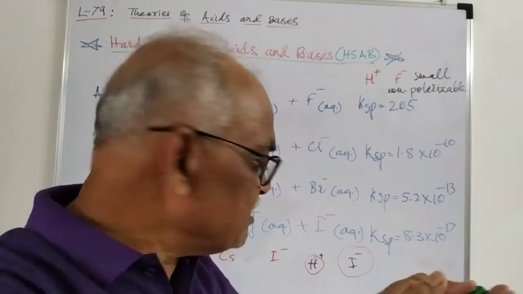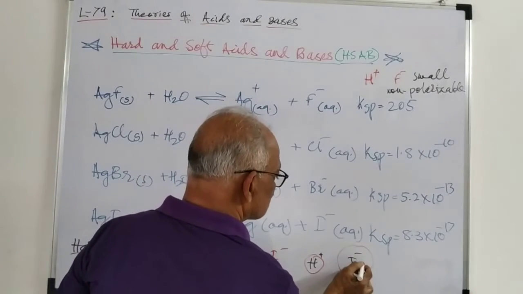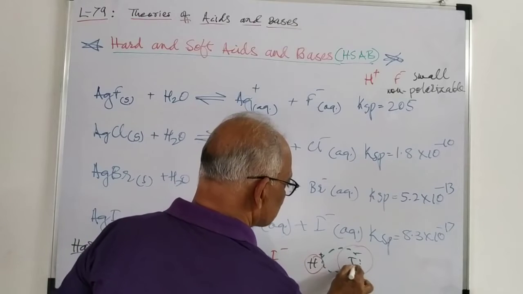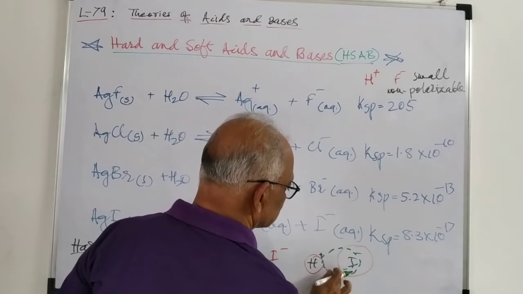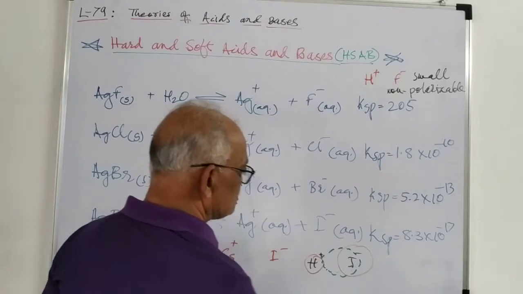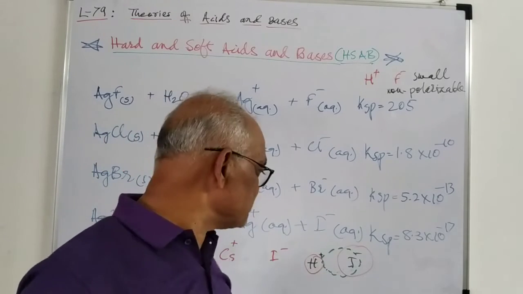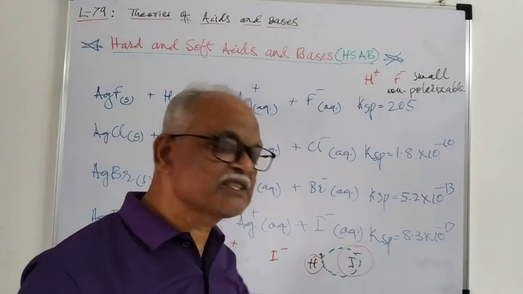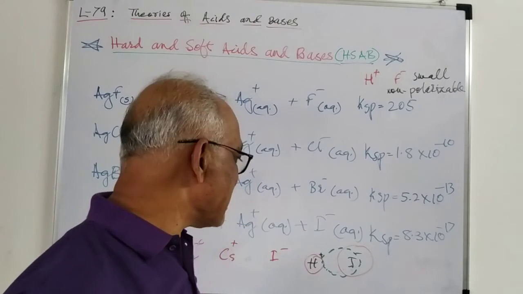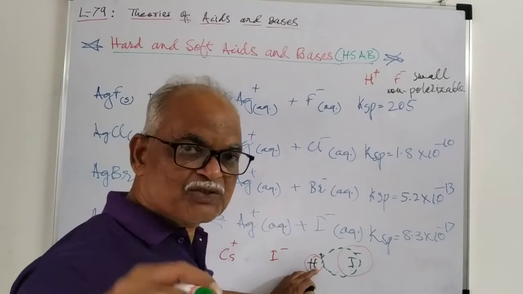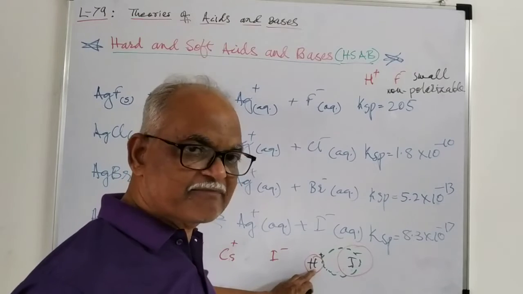So that is why the electron cloud is moving towards this H plus. So this is called polarization. This is the expected shape of the electron cloud of I minus when it interacts with H plus.